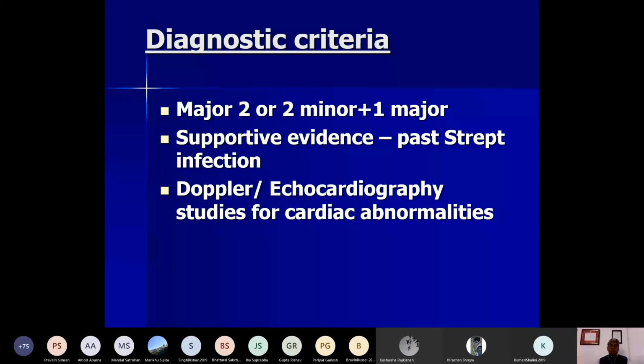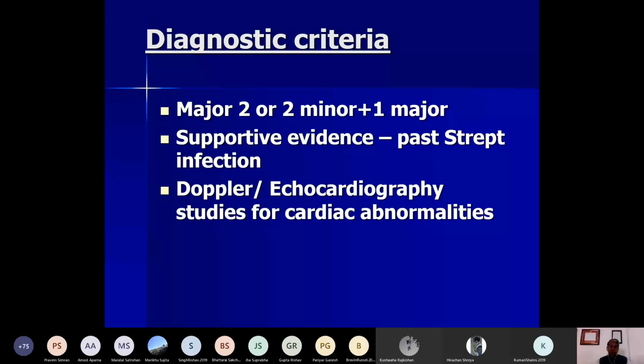All patients may not exhibit all types of symptoms and signs. Some may have only joint pain, some may have only joint inflammation, some may have cardiac involvement, some may not have cardiac involvement. So based on which features are present or not present, a combination has been devised: to diagnose rheumatic disease, one must have at least two major criteria, or at least one major criterion along with two minor criteria. So this combination is very important. Based on only one major criterion or one minor criterion, one cannot diagnose rheumatic disease.